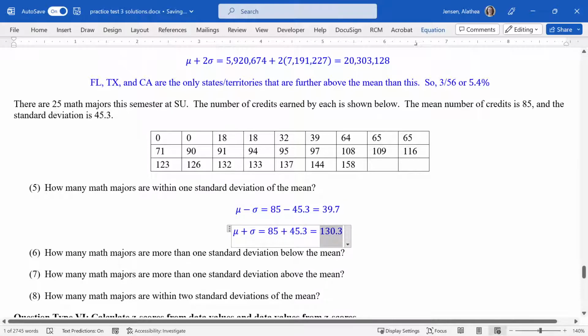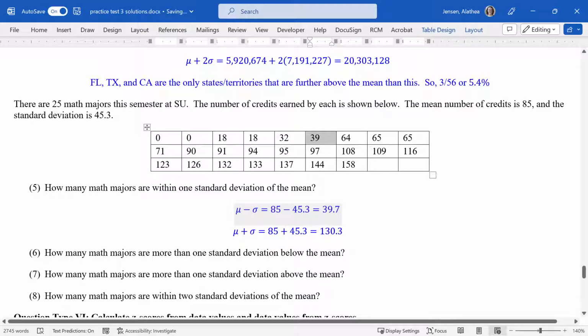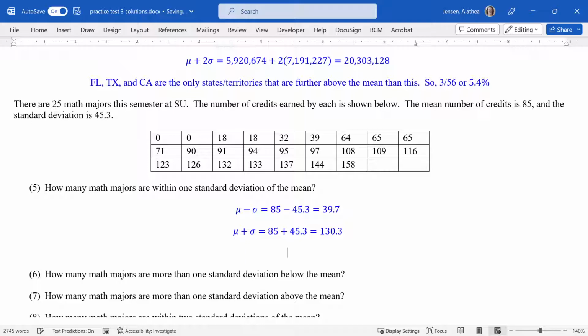So 39.7, the first one, it's not going to include 39. It has to be above 39.7. Okay, so the first one is going to be 64. And then it's going to be 64 up through, let's see, where does this stop at? So 126 would be the last one. So that's going to be, let's see, 1, 2, 3, 4, 5, 6, 7, 8, 9, 10, 11, 12, 13, 14. So 14 math majors are between these two numbers.